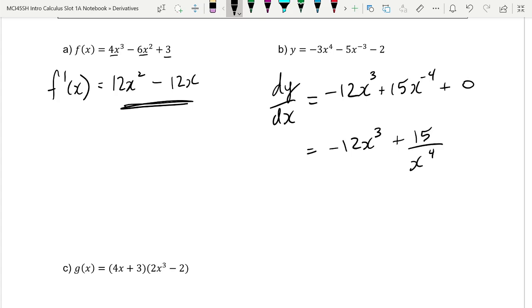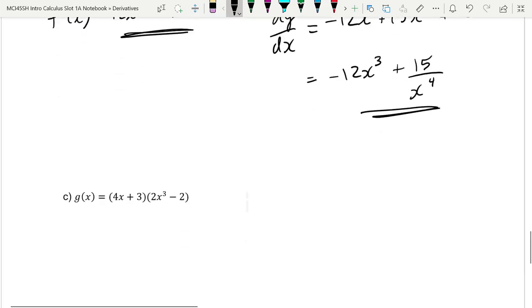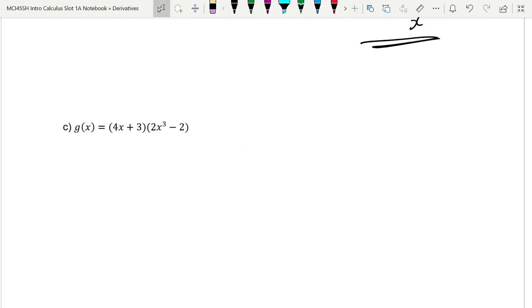So there. That's the way I would leave that answer. All right, what are we going to do with c? Well, we'll simplify it first. So g of x is, let's expand that. 4x times 2x cubed is 8x to the 4. 4x times negative 2 is negative 8x. 3 times 2x cubed is plus 6x cubed. And 3 times negative 2 is negative 6.